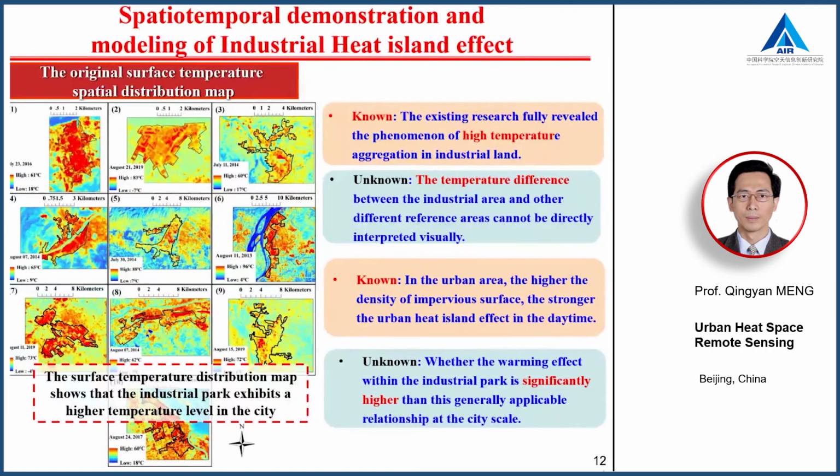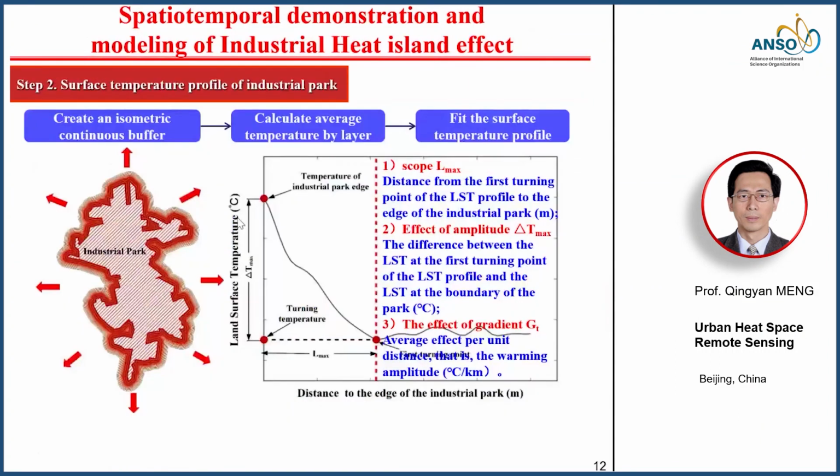We know that the research fully revealed the phenomenon of high temperature aggregation in the industrial land, but the temperature difference between the influence area and the different reference areas cannot be directly interpreted visually. We know that in the urban area, the higher the density of the impervious surface, the stronger the urban heat island effect in the daytime. It is unknown whether the warming effect within the industrial park is significantly higher than this generally applicable relationship at the city scale.